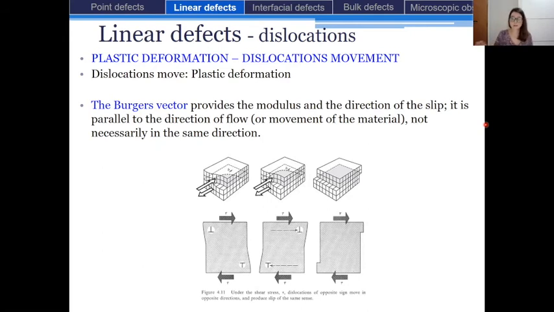So in fact, if we consider the movement that is occurring to the dislocation and the direction of the slip, the Burgers vector provides the modulus and the direction of the slip. So it is parallel to the direction of flow always. When I say direction of flow, I can also say movement of the material, but not necessarily in the same direction, because it depends on how the force is applied and the movement of the slip.